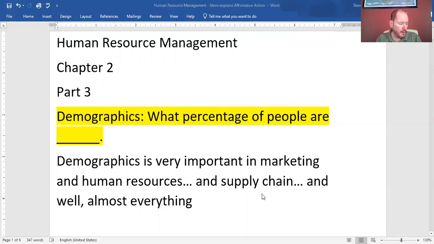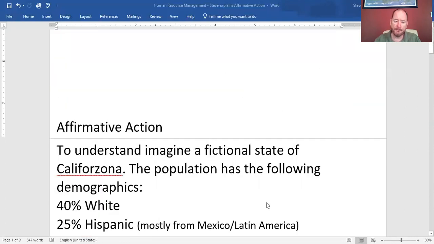So, you know, just knowing that you have more young people means you're going to sell things that young people want more. Knowing you have more old people, you're going to sell more things like vitamins and stuff that old people need. So it's just knowing the percentage of people of each type of demographic is very important in marketing, human resources, supply chain, virtually everything in the world of business.